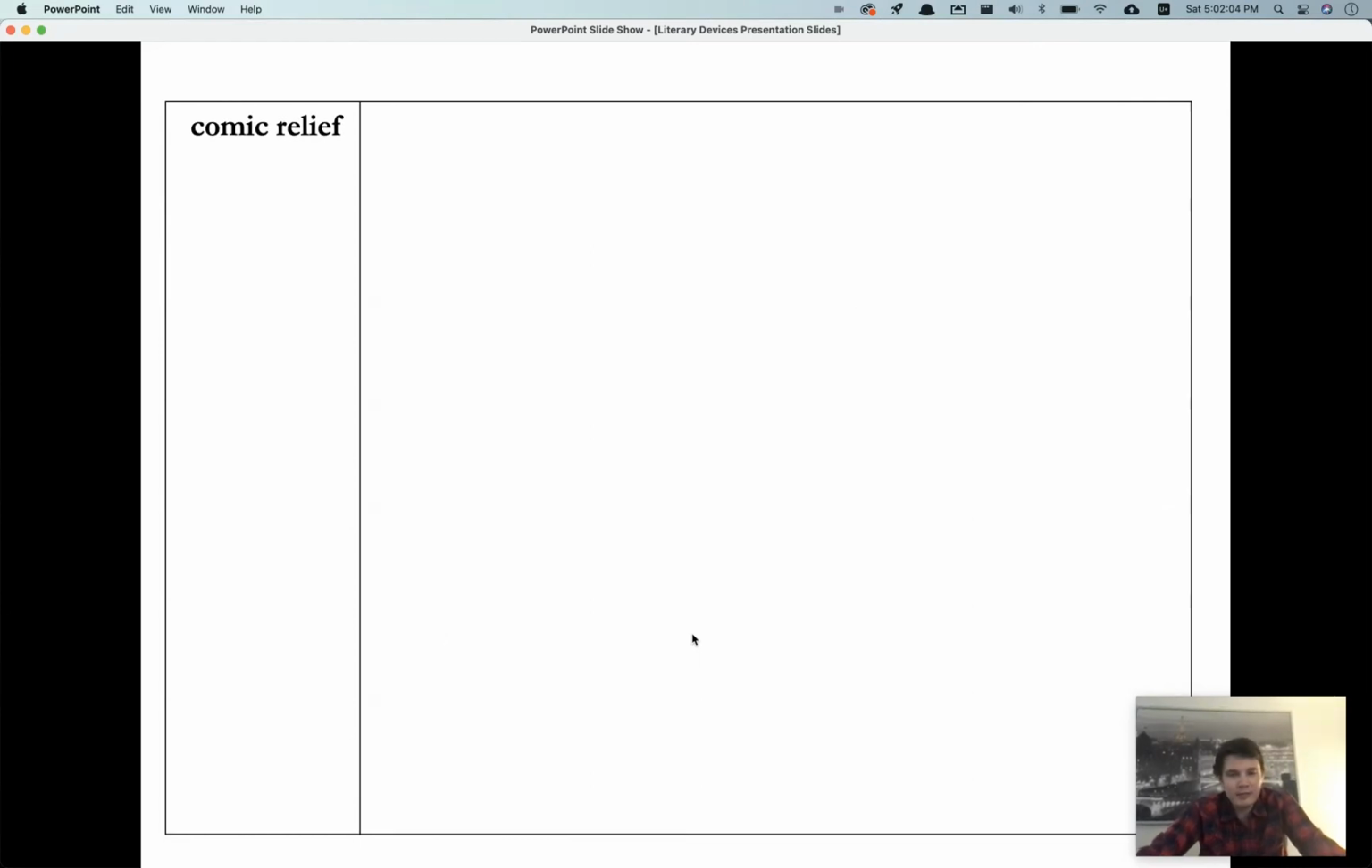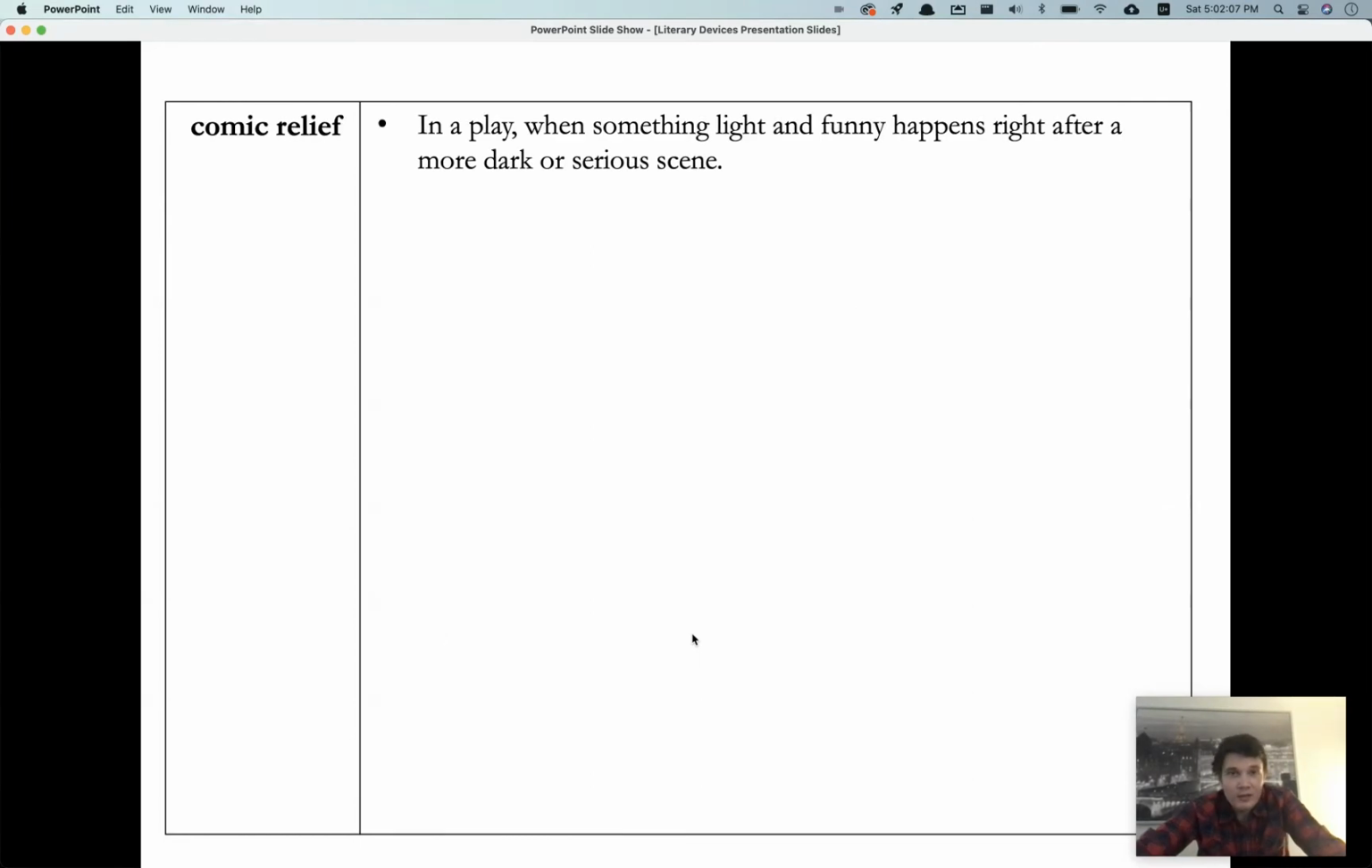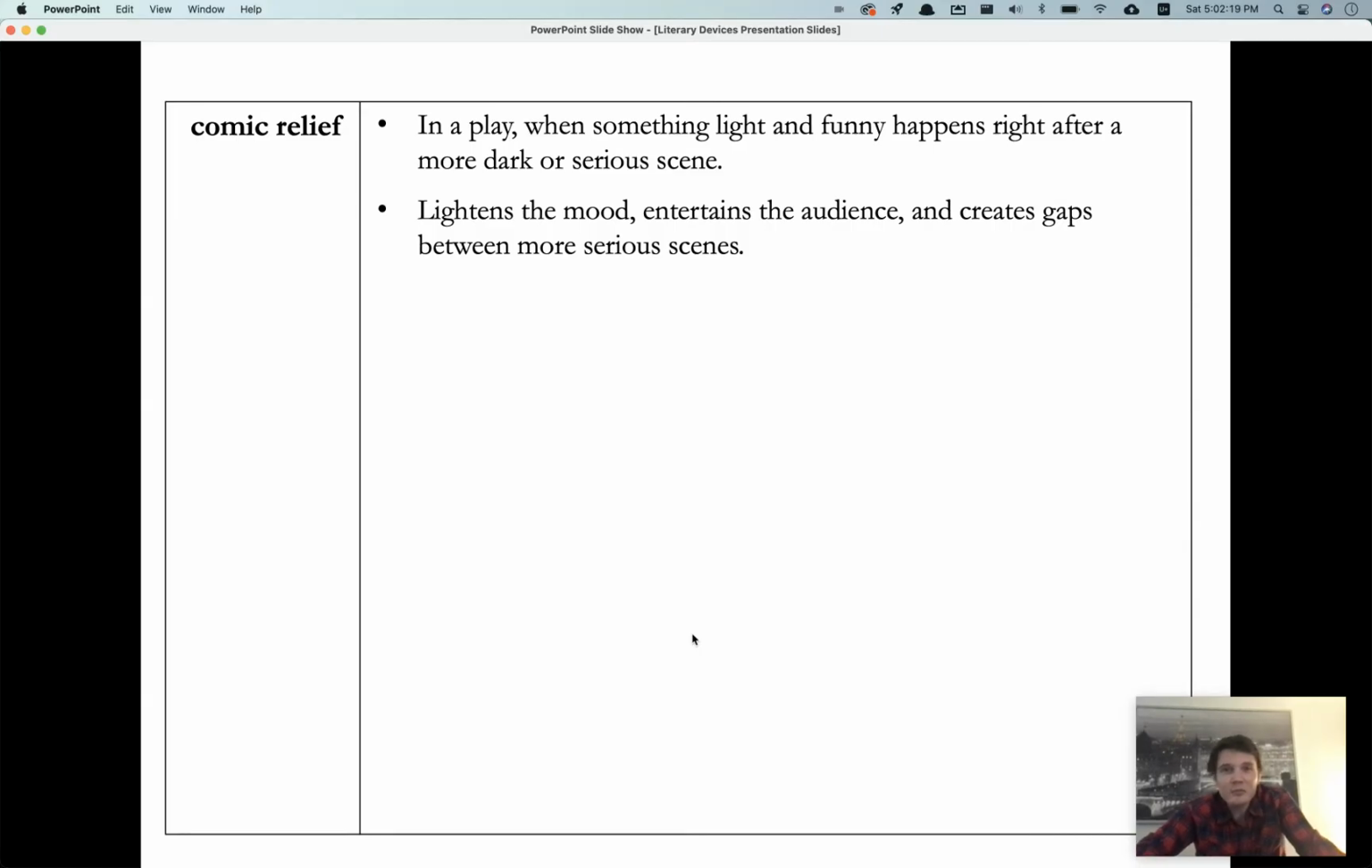Right. Comic relief is our next one. Comic relief is, in a play, when something light and funny happens right after a more dark or serious scene. Comic relief lightens the mood, entertains the audience, makes the audience laugh, and creates important gaps between more serious scenes. If every scene in a play were dark and sad and really heavy, then the play wouldn't really be that entertaining.